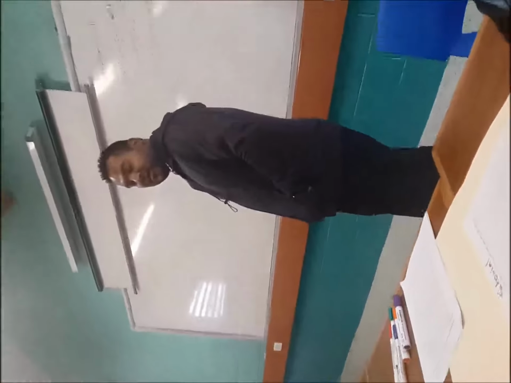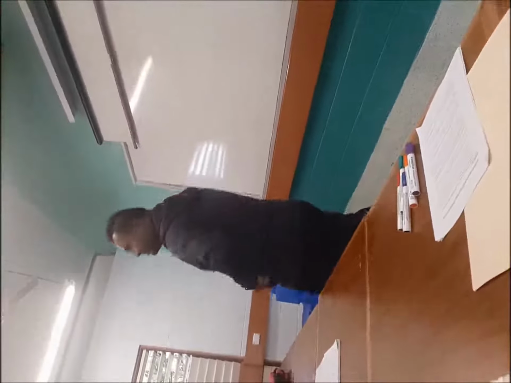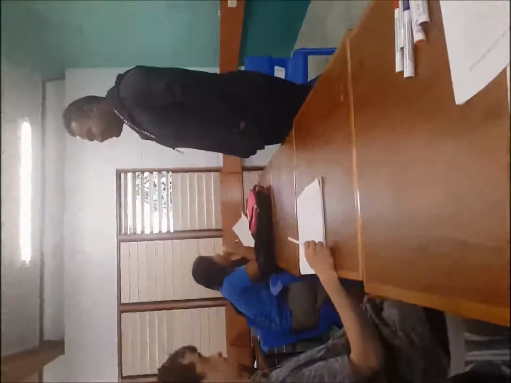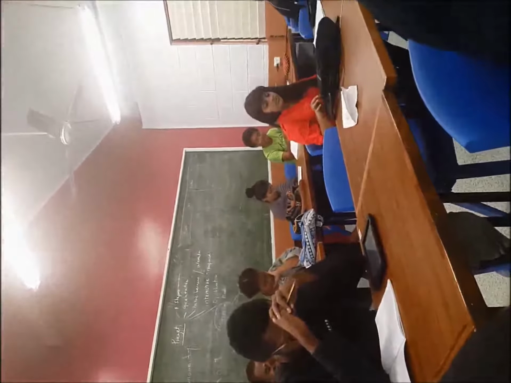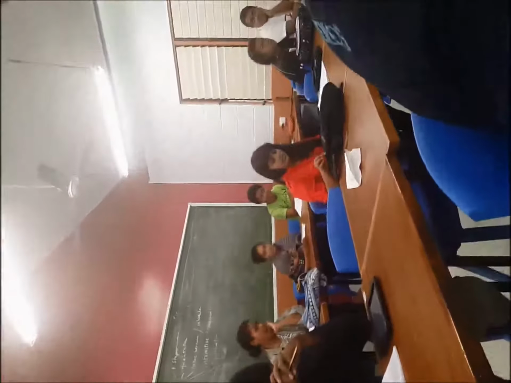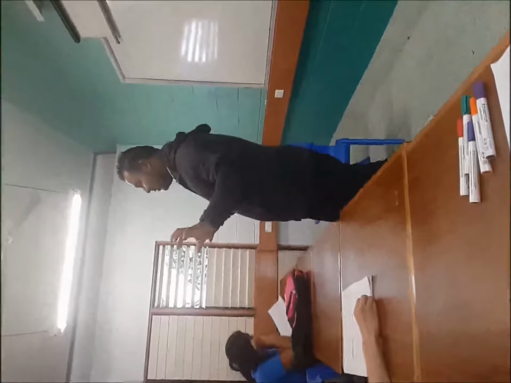Question number 2. Give 2 reasons why Earth's shape is not a perfect sphere. 1. Yes, you. Rotation. Rotation? So what happens? Yeah, because of the rotation, the Earth bulges at the equator.